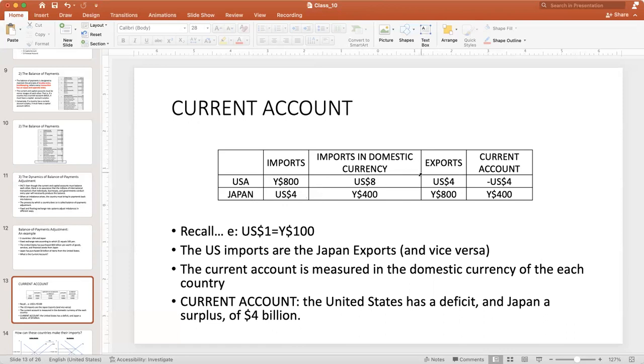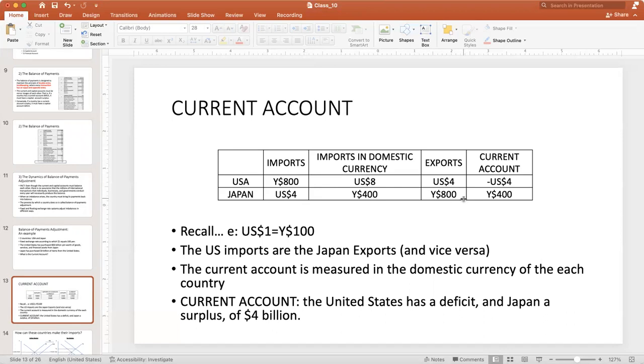However, we need the exports in order to create the current account. But again, if Japan is importing 4 billion from the United States, that means that the United States is exporting 4 billion of goods and services to Japan. So these 4 billion are the exports of the United States. And these 800 billion yen are the exports of Japan.